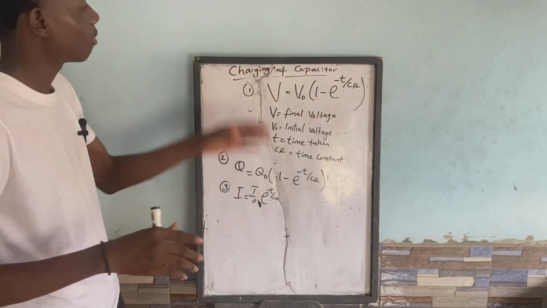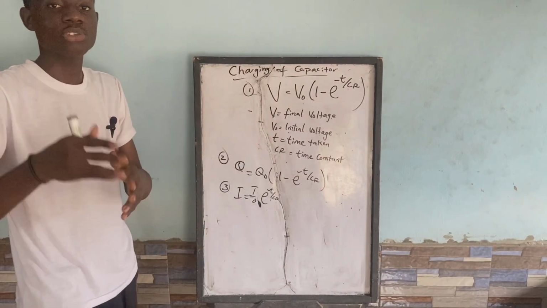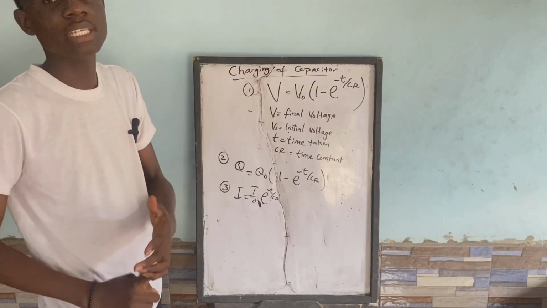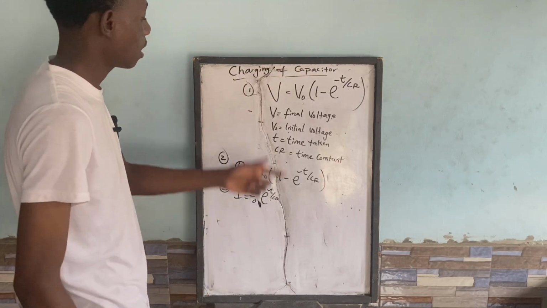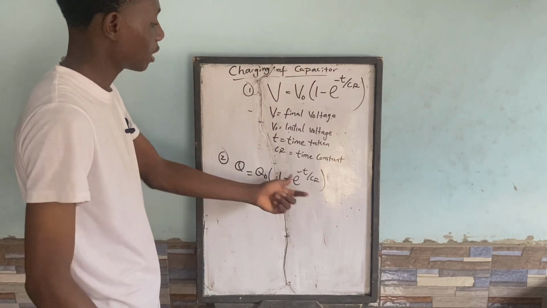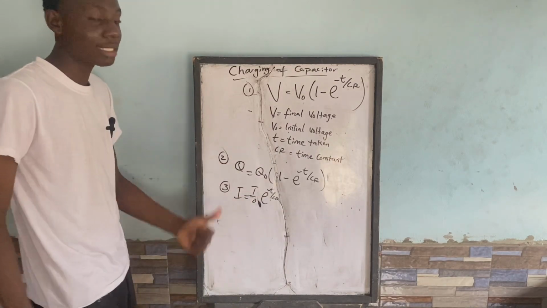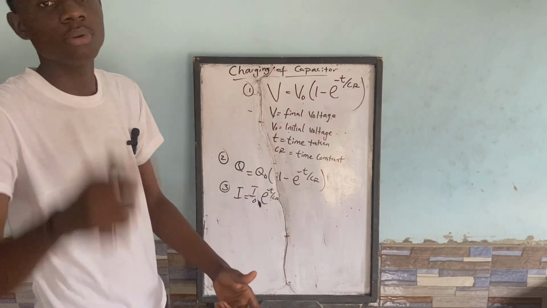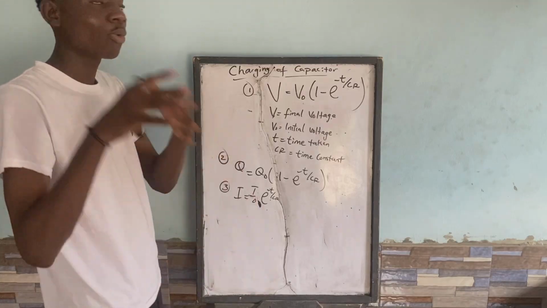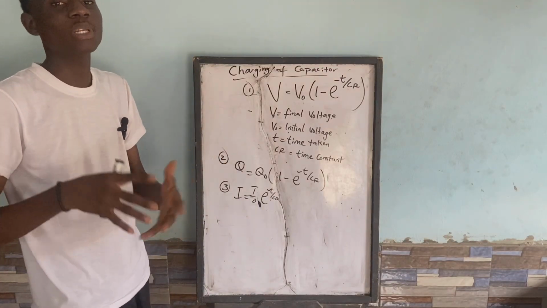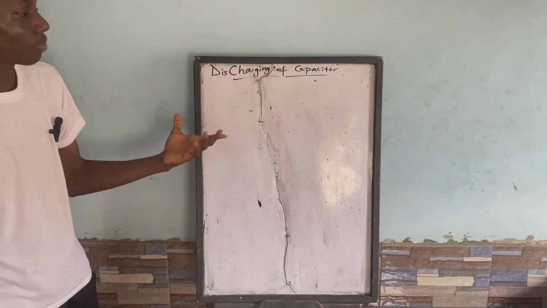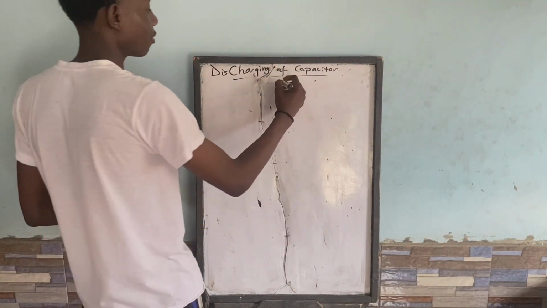So basically the formulas for charging a capacitor: V equals V naught into bracket 1 minus exponential minus T over CR, where T is your time taken and CR is your time constant. Q equals Q naught into bracket 1 minus exponential minus T over CR. And I equals I naught exponential minus T over CR. Those are the three basic formulas when you are solving a question involving the charging of capacitors.